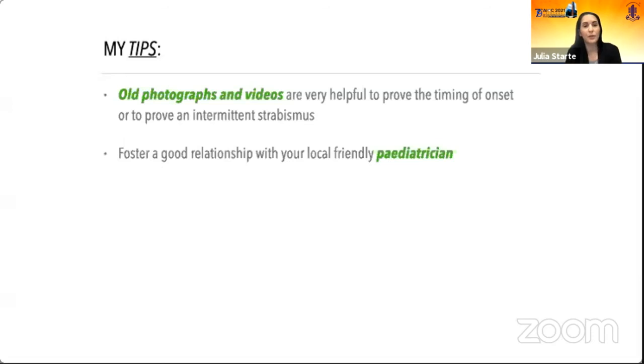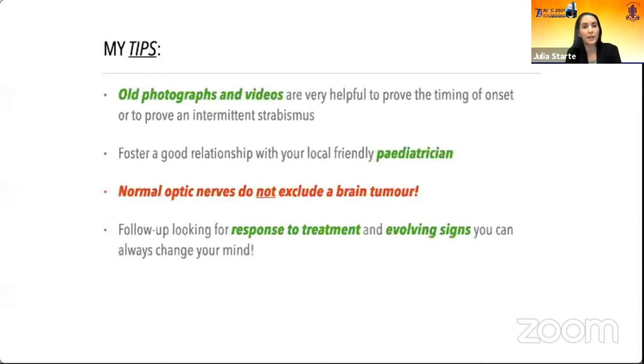Foster a good relationship with your local friendly paediatrician, because sometimes when you're just not sure whether to get a scan or not, it can be really helpful to get a bit of systemic information or a systemic assessment on the child to help you make your decision. Normal optic nerves do not exclude a brain tumour, and I think the case that I described made that point quite clearly.